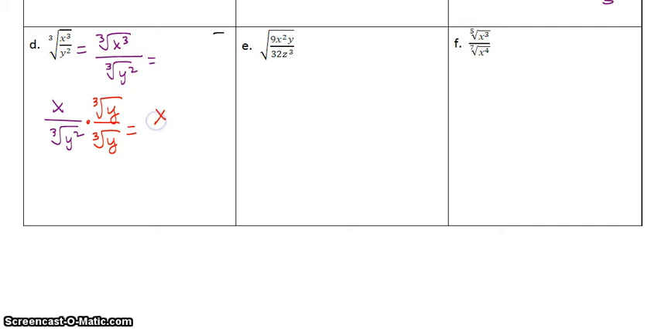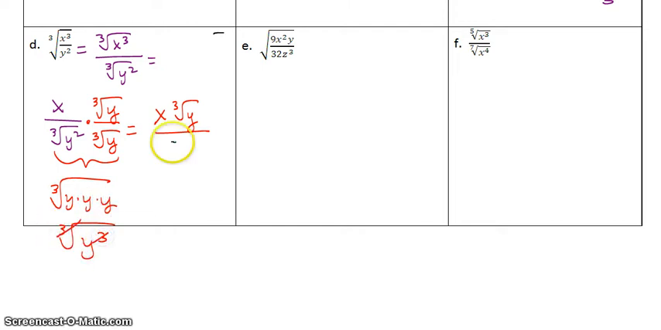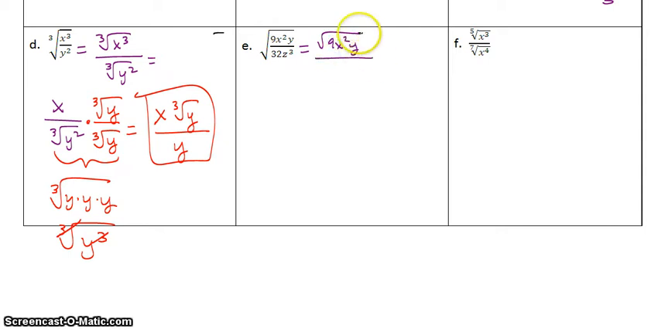Alright, so on top I got x times the cubed root of y, and on bottom, the reason I did that is, if I wrote it all out, I got 3 y's multiplied together, which is y cubed. So the cubed root and the cube cancel each other, and I just am left with y on bottom. So my point here is that it's best if you try to simplify as much as possible first, then rationalize. So right now, I don't want to start right away by multiplying through by this. I want to simplify it first to make my life easier.